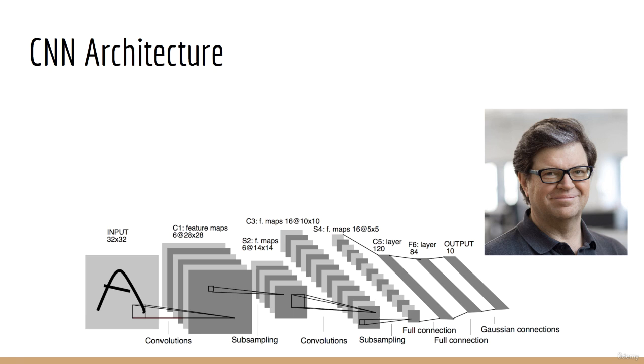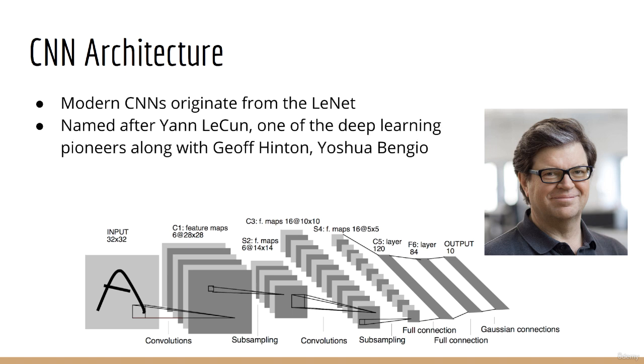Now that you understand how exactly a convolution layer works, including the bias term and activation function, we can now consider the architecture of a convolutional neural network and why it's that way. As a little bit of a history lesson, modern CNNs essentially all originated from the same model, the LeNet. This is named after Yann LeCun, one of the original deep learning pioneers, along with Geoffrey Hinton and Yoshua Bengio. What we're going to do in this lecture is just start with what the architecture is, and then go through it piece by piece so that you understand why it is the way it is.